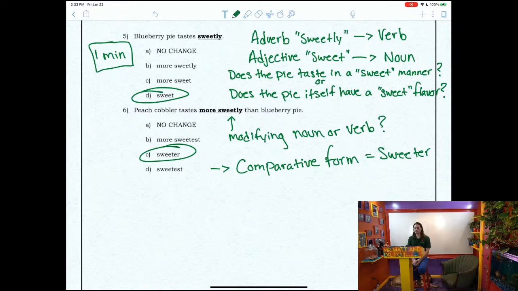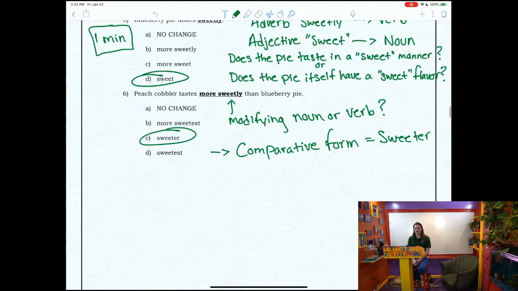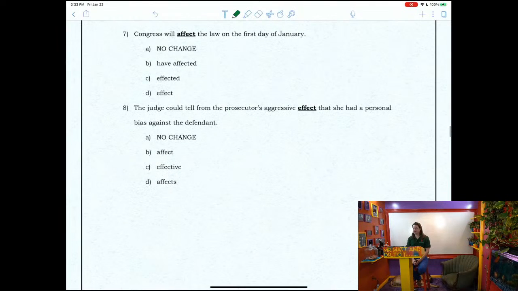If you have any questions, then please let me know. Otherwise, let's look at questions 7 and 8.